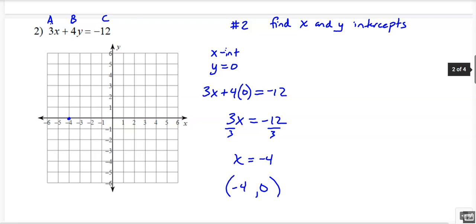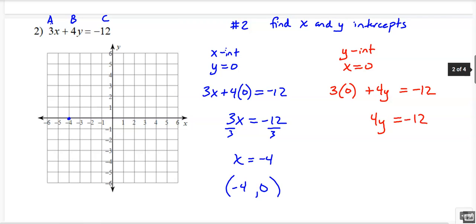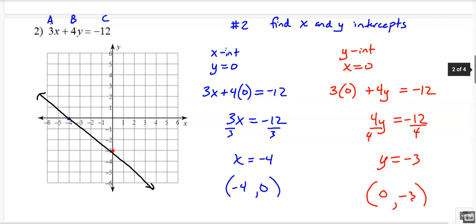Left 4, up none. Then to find the y-intercept, we let x equal 0. So I'm going to have 3 times 0, and the x term is going to disappear. And we just end up with 4y equals negative 12. Divide by 4, divide by 4, and we have y is negative 3. So our y-intercept is negative 3. We let x equal 0, and that's going to occur right here. And there we go. We have our line coming down.